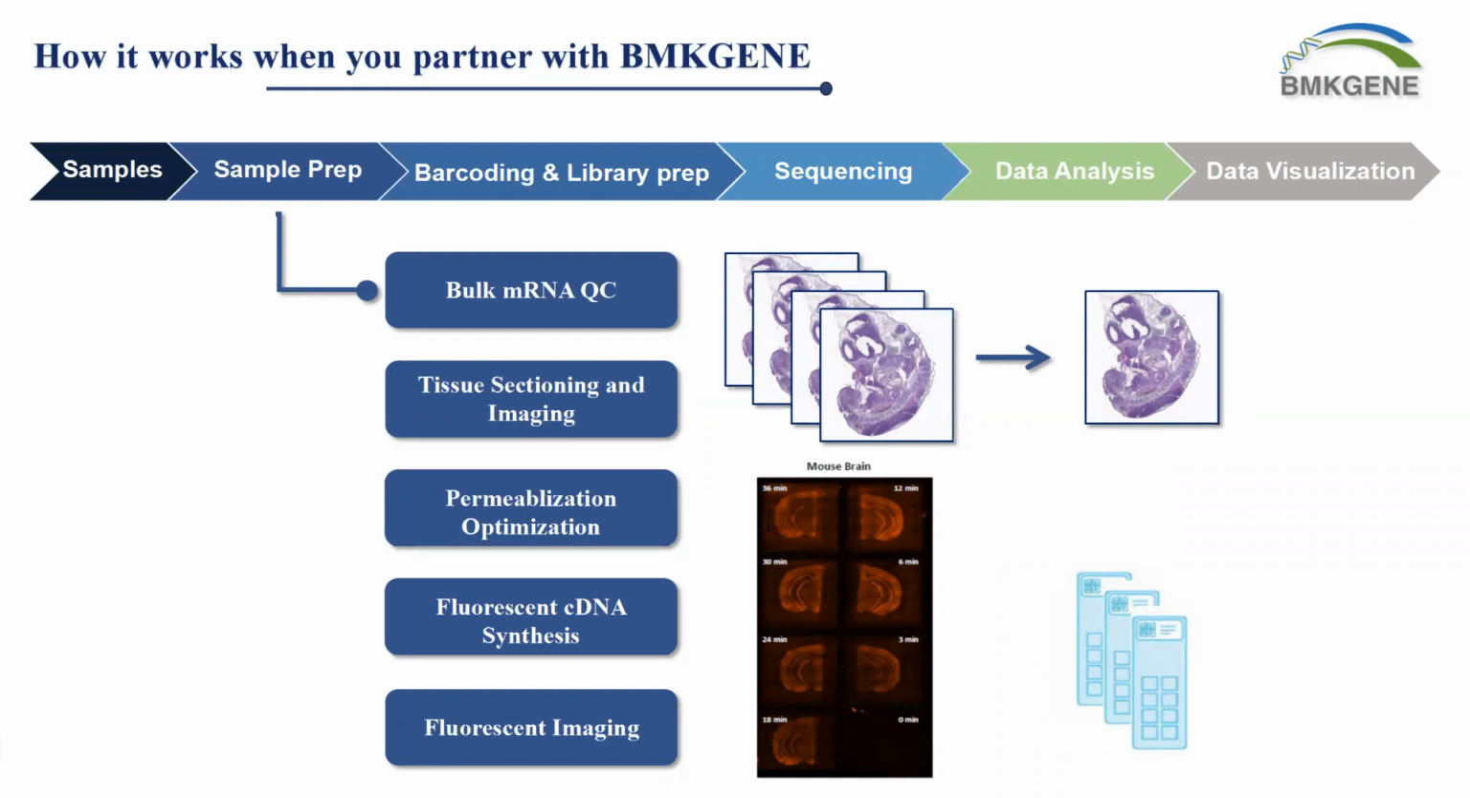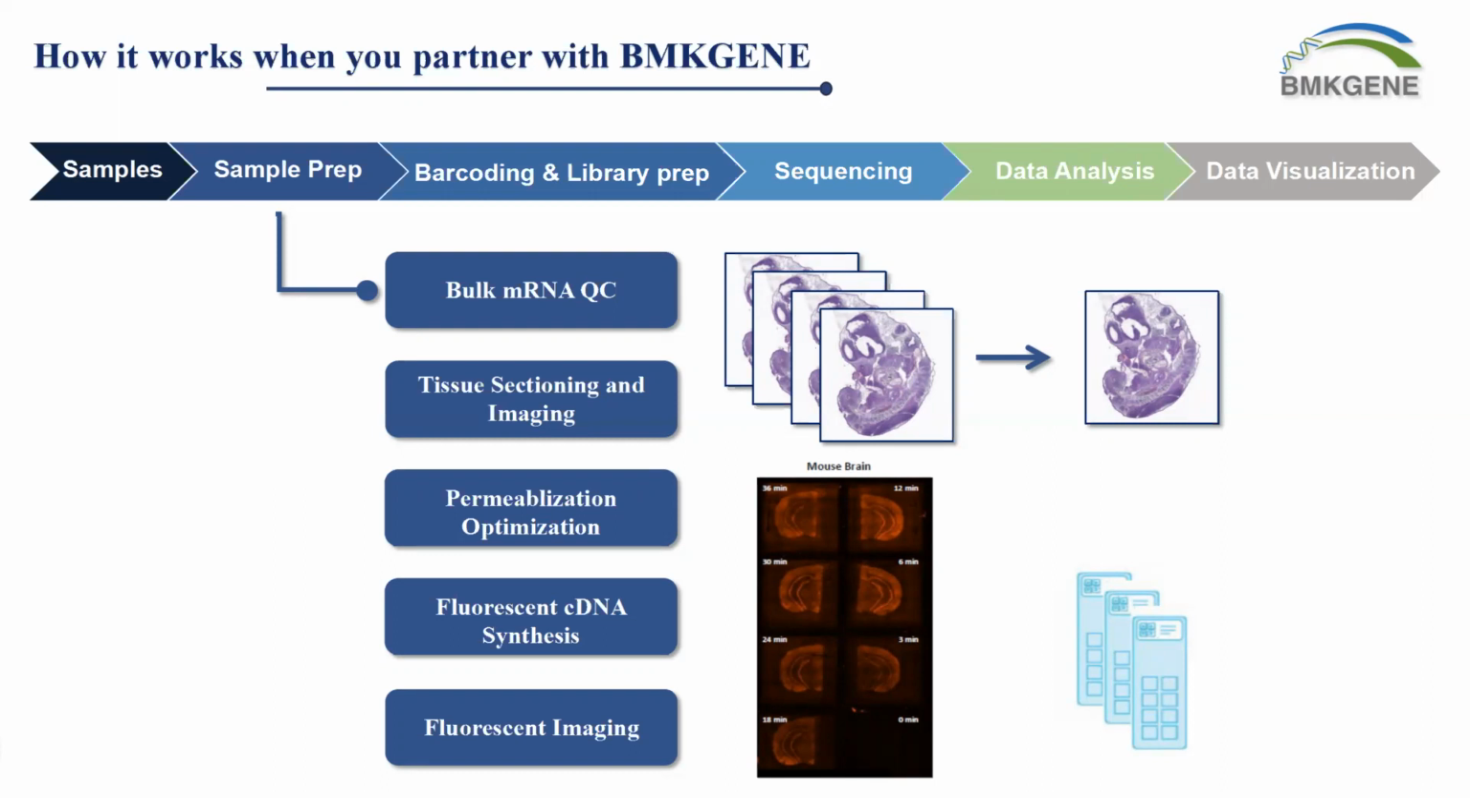So once we confirm that this tissue section is the perfect one that our customer expected, the next step is to do a permeabilization optimization step on this tissue sample. Different tissue types may have very different permeabilization times, which means that in this step, we need to make sure that most of the mRNA is released from the cells and captured by the probes on the optimization chip.